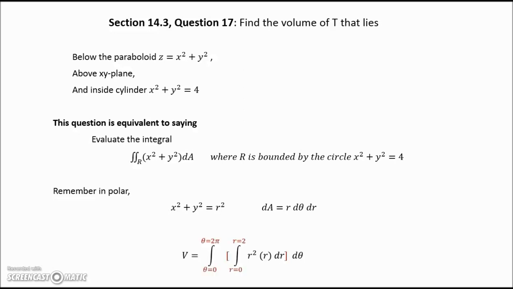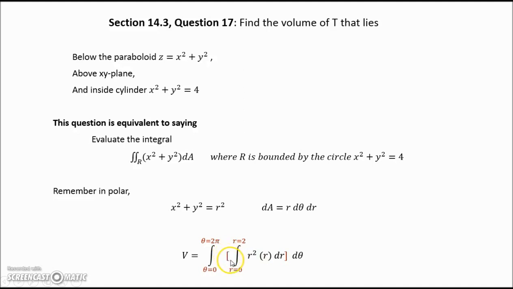Now construct your integral. It's going to be r squared, because x squared plus y squared equals r squared, and dA is equal to r d theta dr. I put it here, and then I put my limits of integration: r equals 0 to r equals 2, and theta equals 0 to theta equals 2 pi. Now it's a piece of cake. It's just like in Cartesian, only with r and theta instead of x and y.